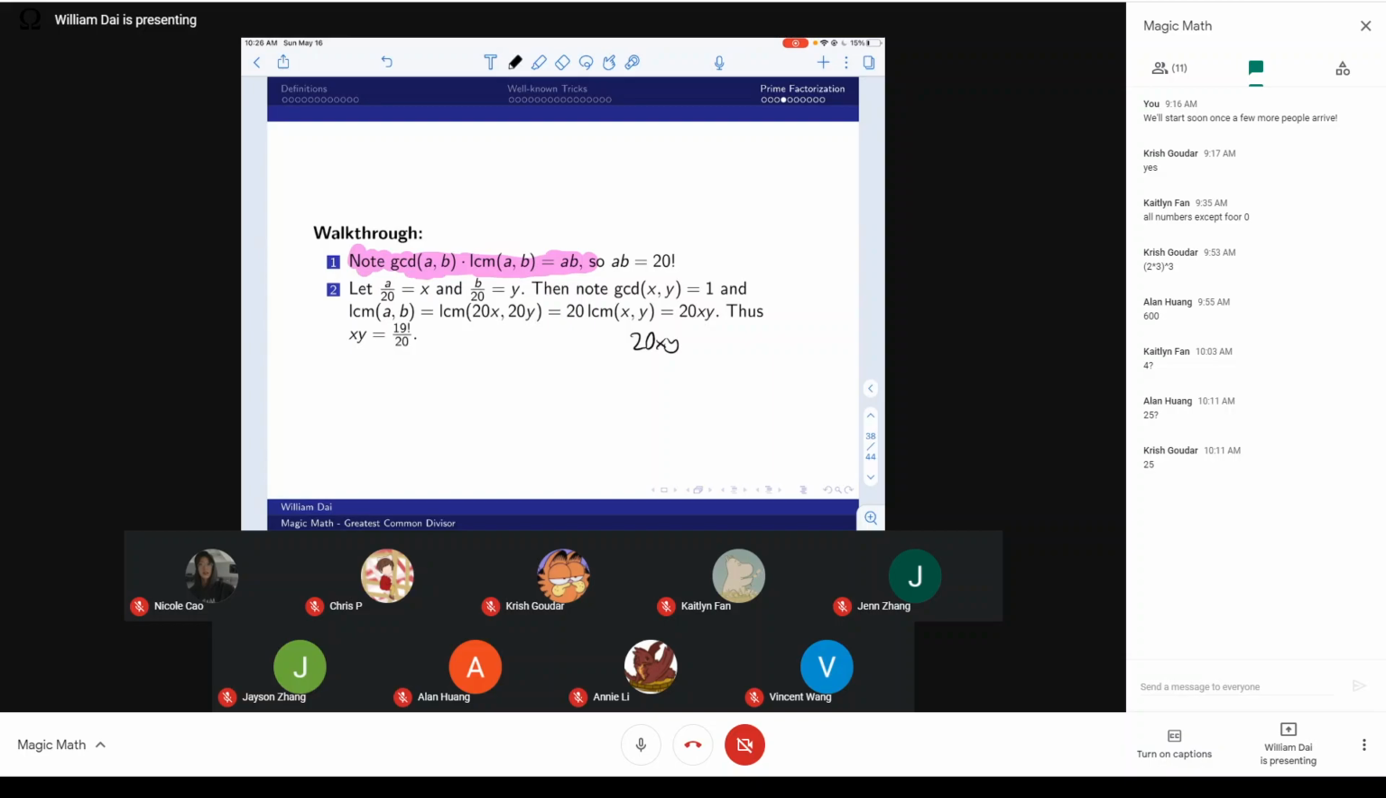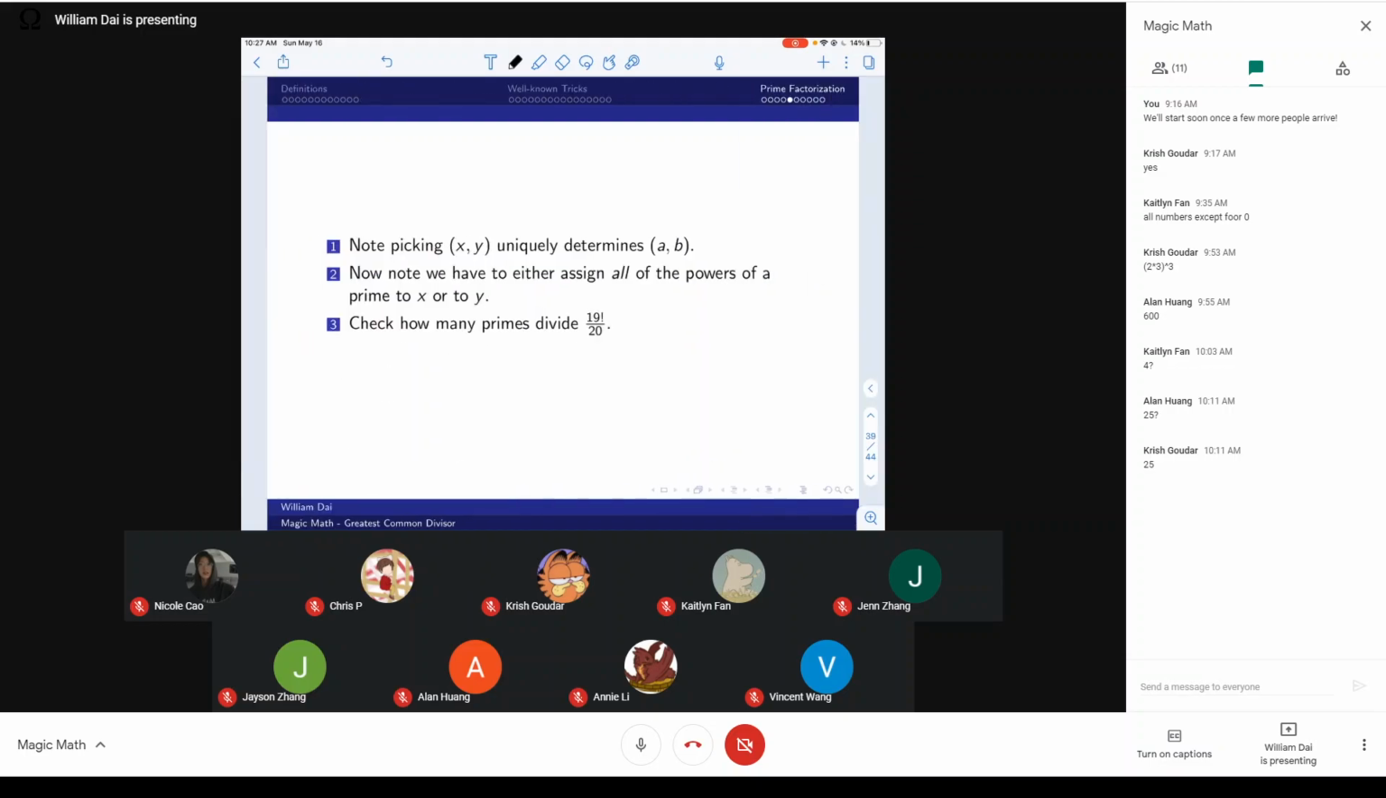Because again, remember, xy equals AB divided by 20. So 20 factorial divided by 20 equals 19 factorial. And because the greatest common divisor is 1, the least common multiple is xy, because they still multiply to xy. Now notice that x and y correspond to A and B, because x equals A divided by 20 and y equals B divided by 20.